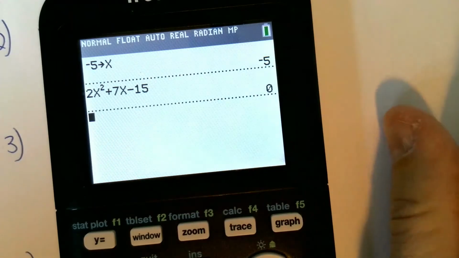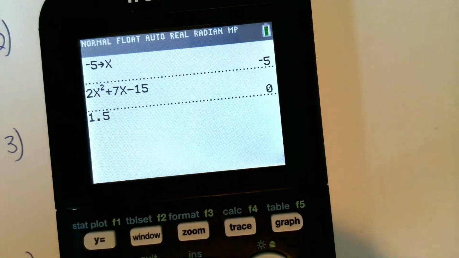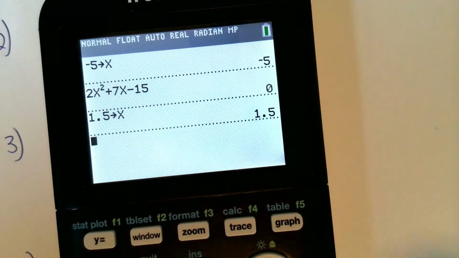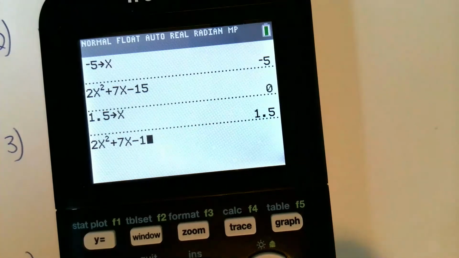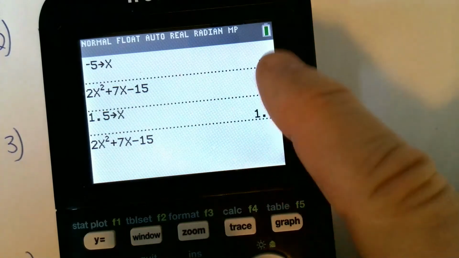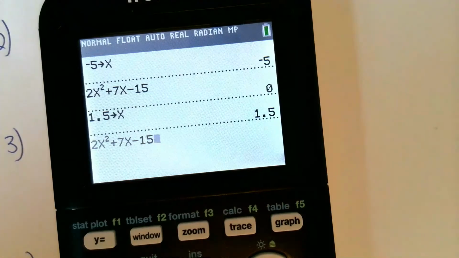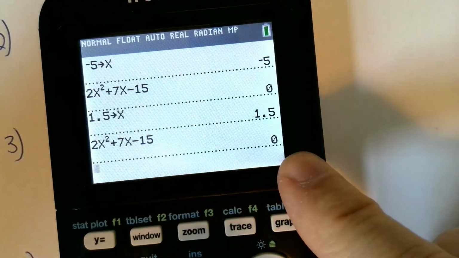Well, 1.5 is also supposed to work. So I'm going to go ahead and do that. 1.5 store in X. Make sure you hit enter to store it. And then I'm simply going to type in 2x squared plus 7x minus 15 again. It should have replaced the -5 with a 1.5, and I hit enter, and you can see that it's 0.